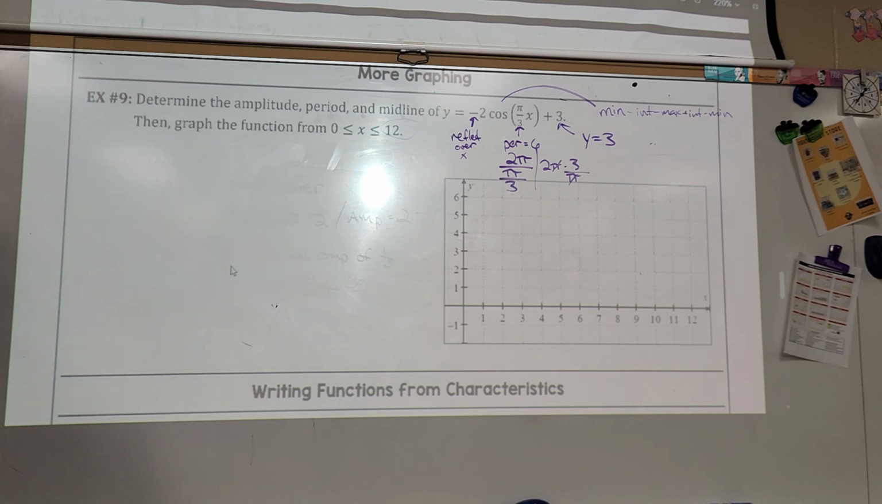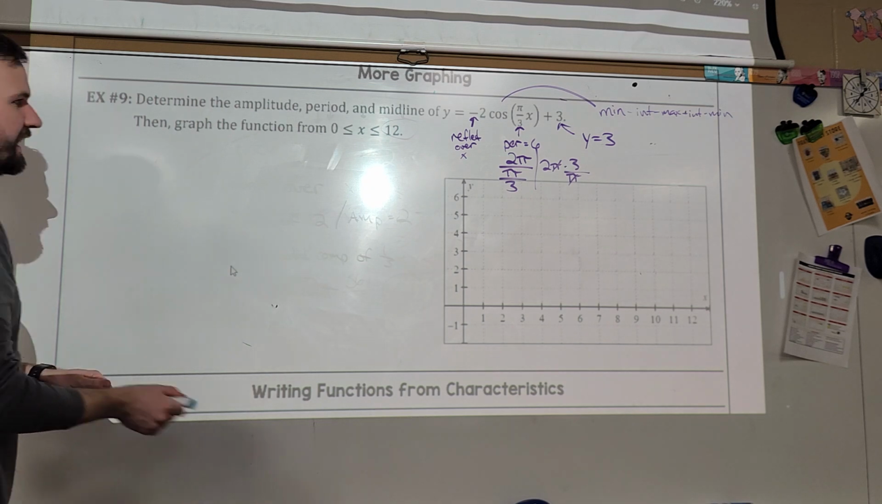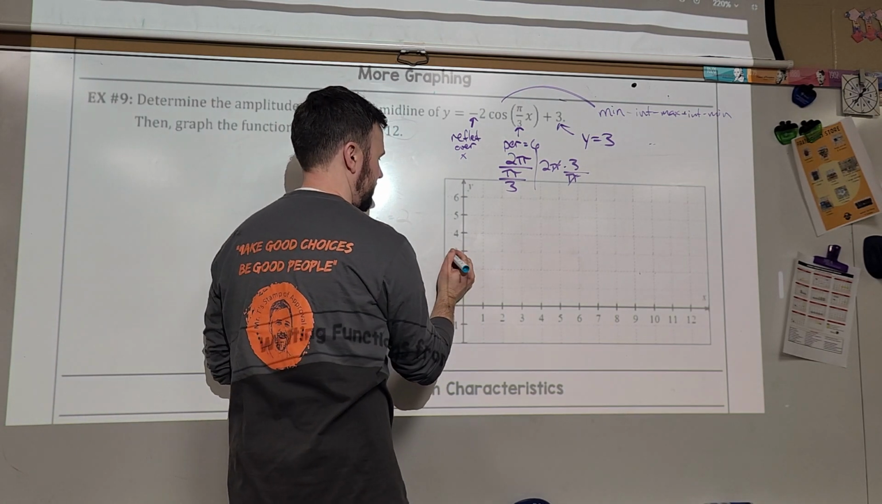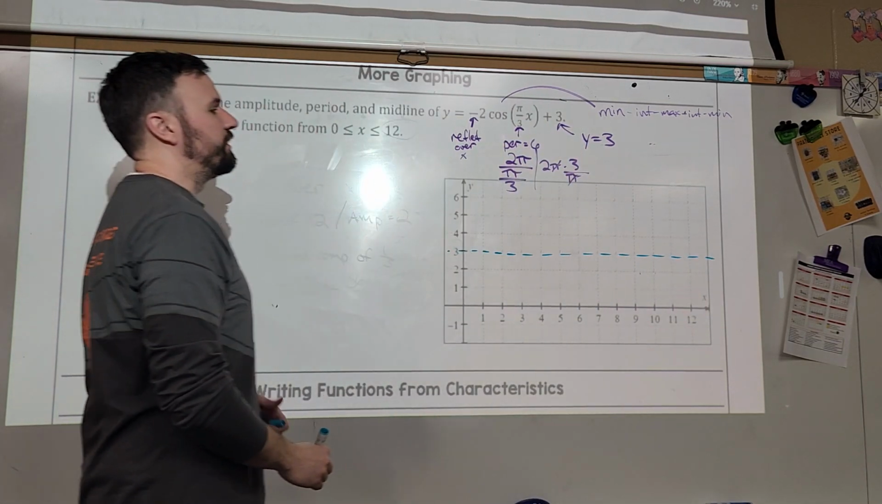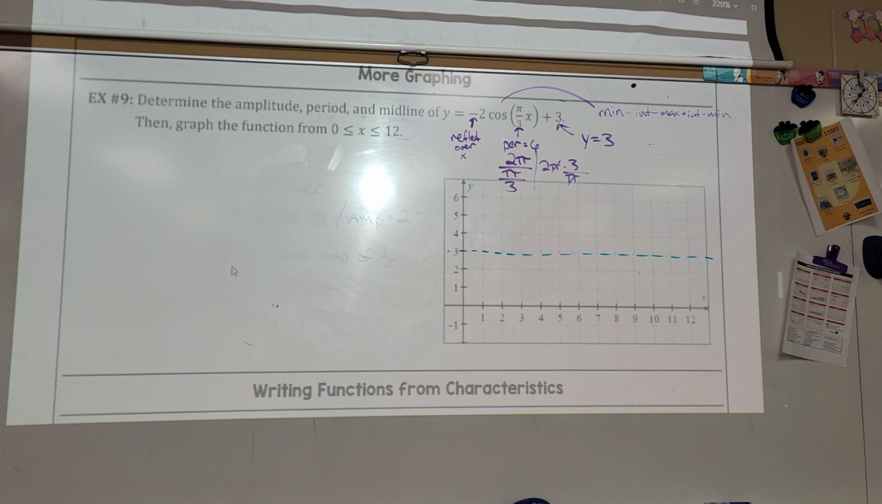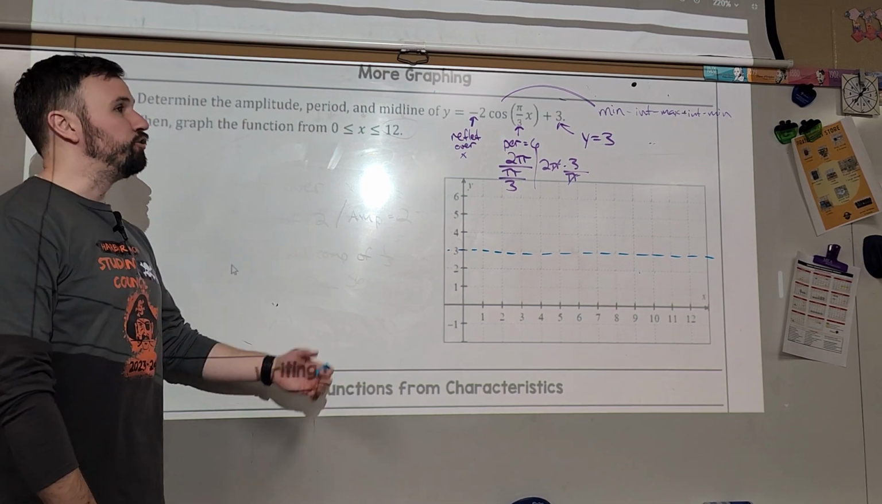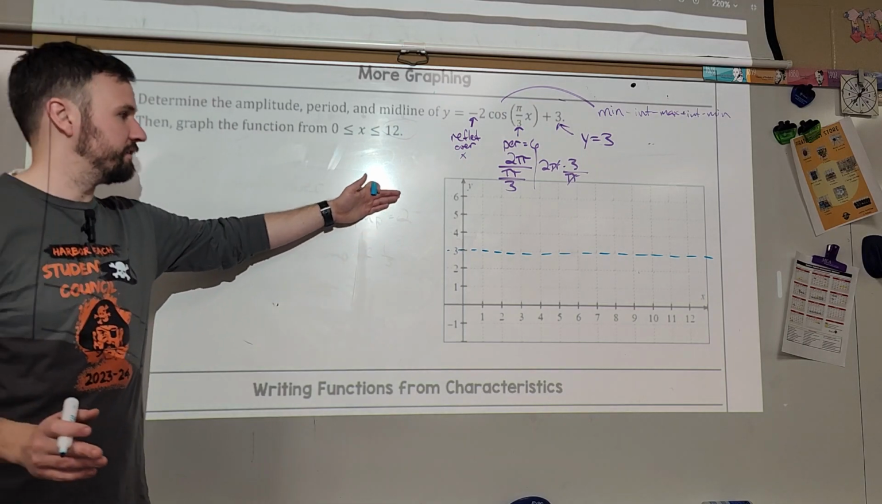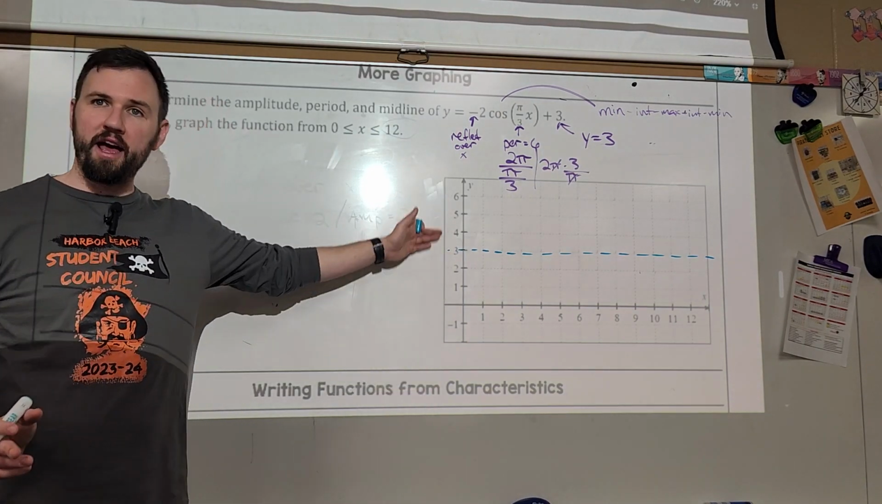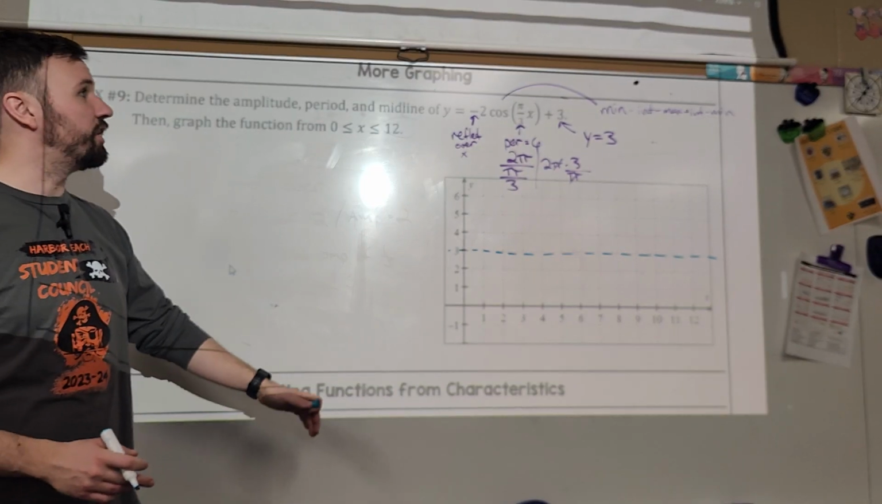So what do I like to do first? Have a cup of caffeine. I draw my midline in, right? Because the intercept means that's where it crosses the midline, not necessarily 0, right? Do I have a phase shift on this beast? No, so I get to start right on the y-axis. And I'm going to start with a min.